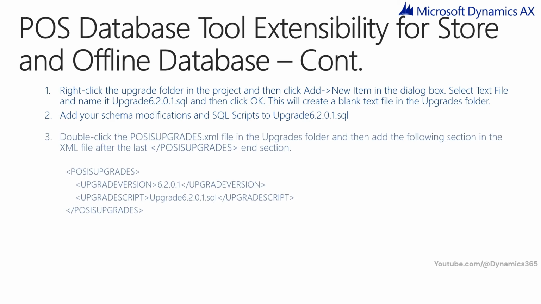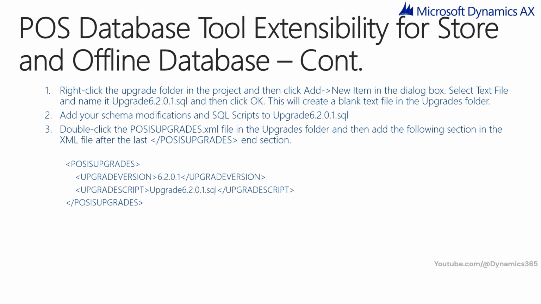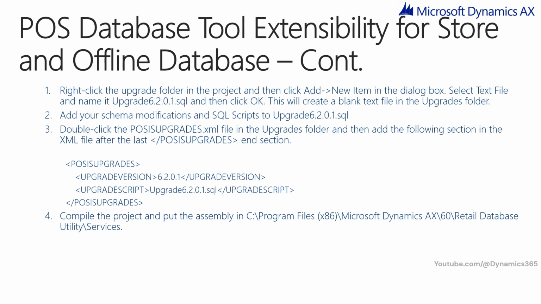6.2.0.1.SQL. Double-click the process upgrade XML file in the upgrades folder and then add the following section in the XML file after the last process upgrade end section. Compile the project and put the assembly in c:/program files x86/Microsoft Dynamics AX/60/retail database utility/services.